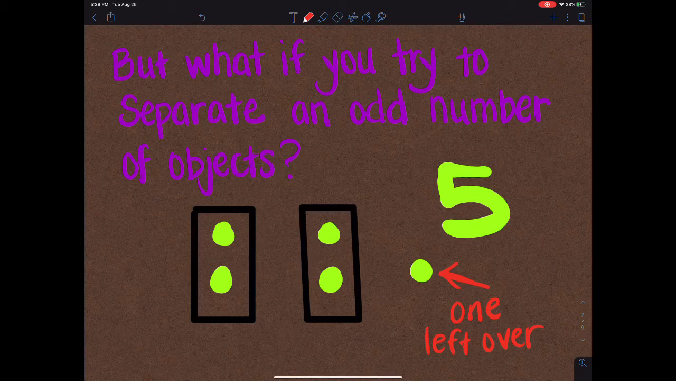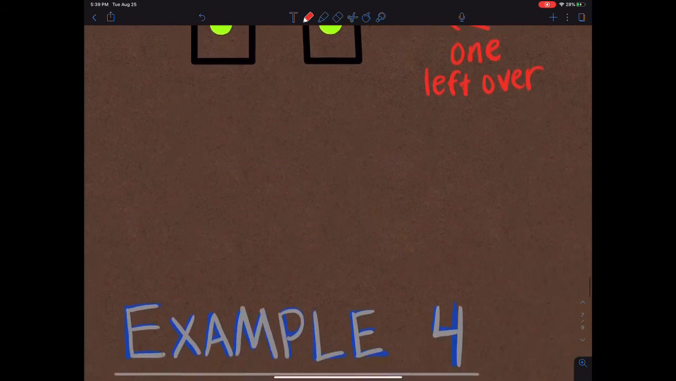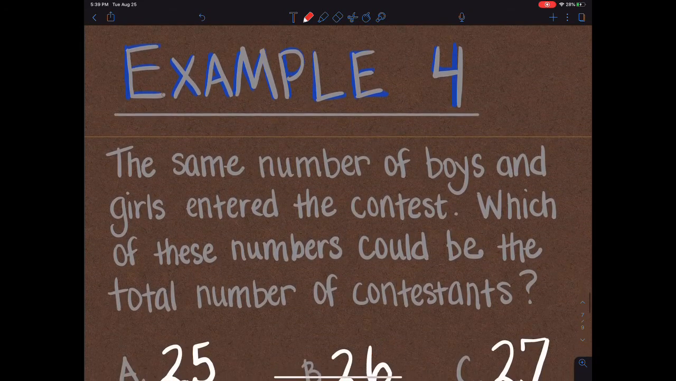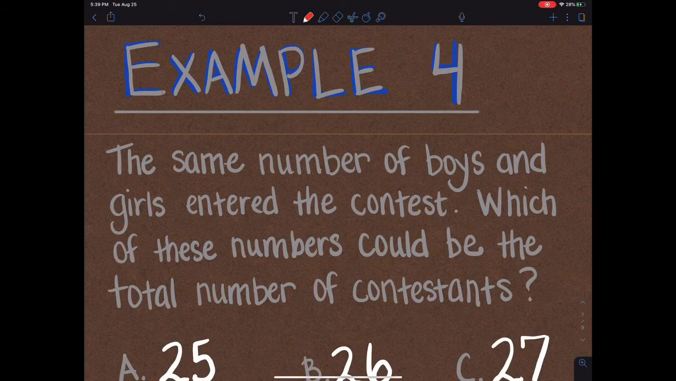Okay? All right, so let's do an example. This is example 4, and it's at the bottom of page 36 if you're following along. It says, the same, oh, I erased that. Let's undo that. Let's try that again.